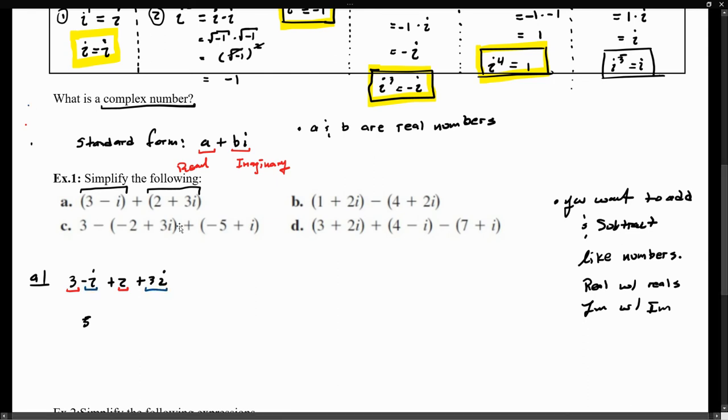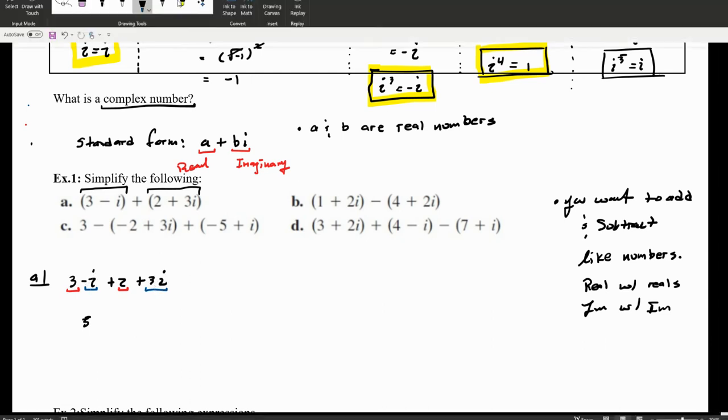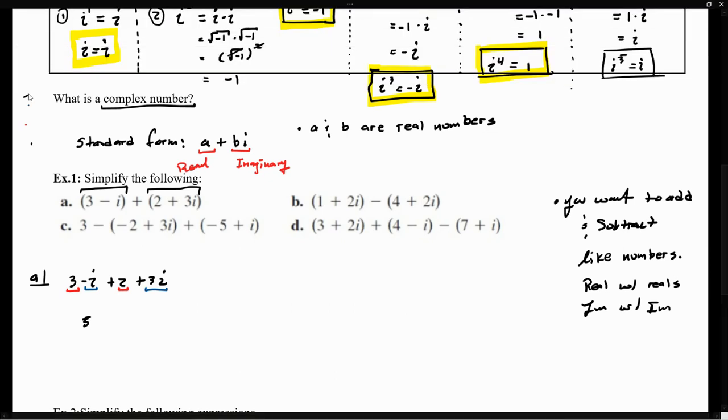Well, think about it this way. I have 3 i's and I take away one of them. So how many i's do I get at the end? Well, I just get 2 i's. And that's it. In order to add or subtract complex numbers, all we have to do is combine like numbers, reals with reals and imaginaries with imaginaries. So let's just do example B.